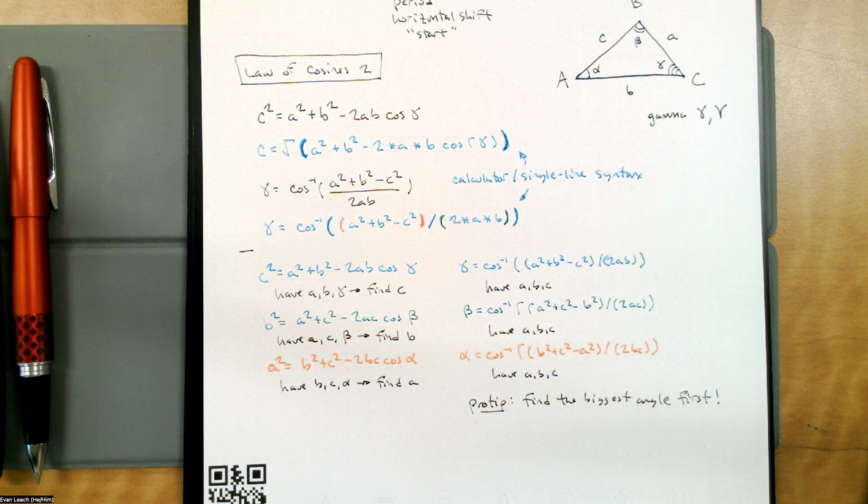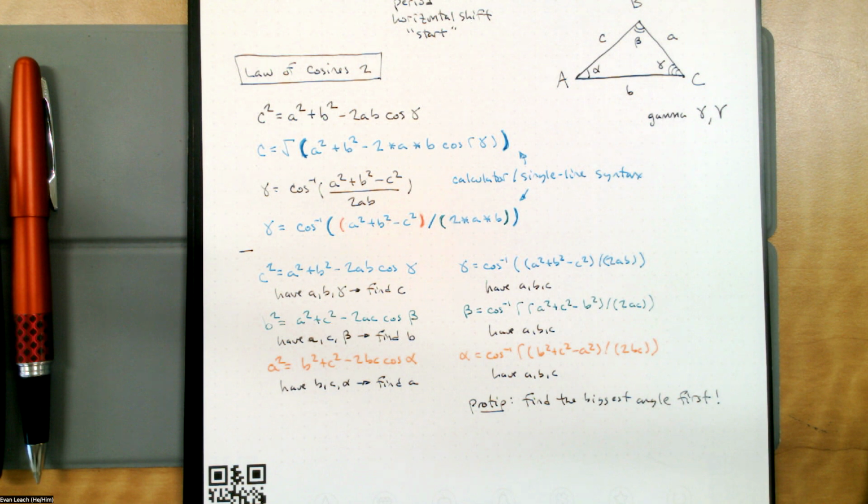The nice thing with the law of cosines is that you don't really have a choice to make. If I give you two sides and the included angle, it's easy to see which side you're going to go find first.